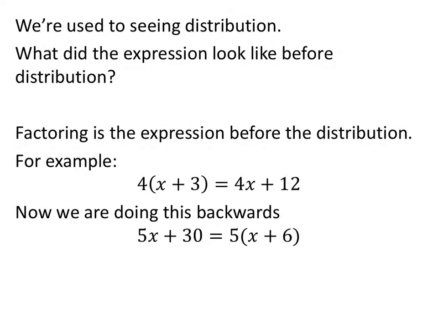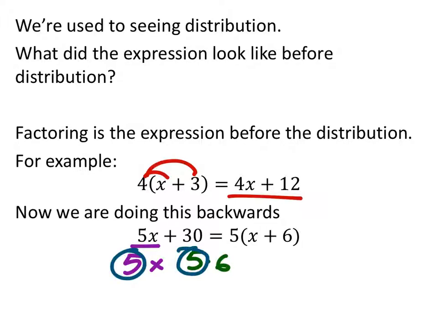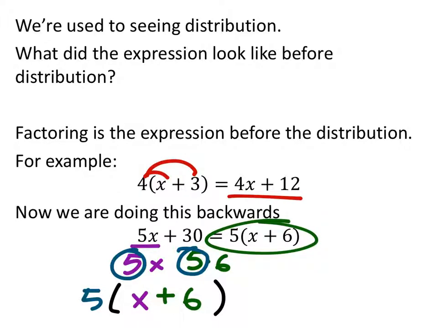We're used to seeing distribution, which we've seen before, right? So I'd have 4 times x and then 4 times 3, which would give me this new expression. Factoring is just that backwards. So, for example, the 5x, I can split that up between 5 and x. And then 30, I can split that up between 5 times 6. I've got the greatest common factor, which is 5. So I'm going to pull that out of these two terms. And then what would I have left? The x and the positive 6. So that's how I get this factored term.